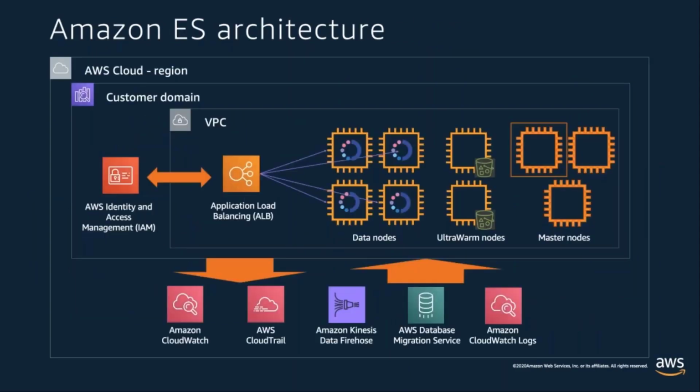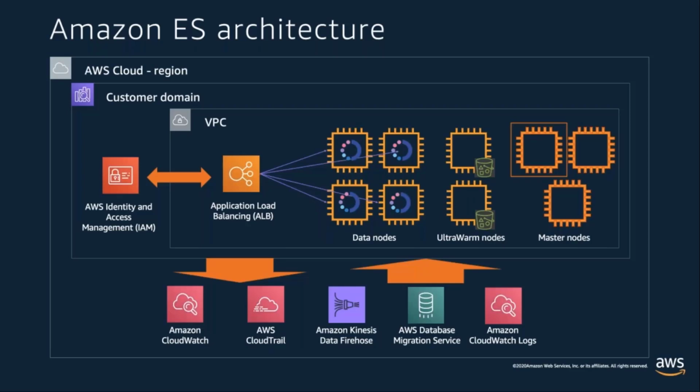Under the covers, Elasticsearch is a distributed system, and we have a number of different nodes for Elasticsearch. We have data nodes, which hold your data, respond to queries, and do the indexing for your data. We have master nodes, which orchestrate the cluster and keep the cluster functioning as a whole. And then we have UltraWarm nodes that are higher density storage provided by S3 that provide you the ability to store long tail data at a much reduced cost.